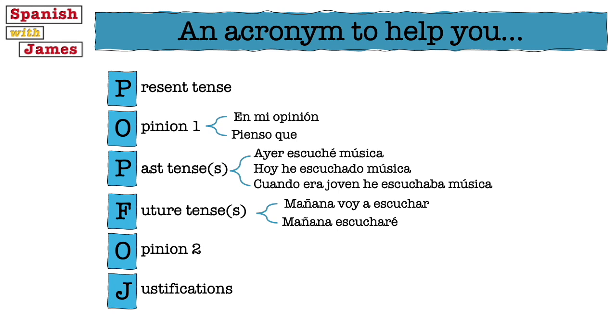It doesn't matter which ones you use, as long as you use your present tense, one past, one future as a minimum, and then anything else is a bonus.